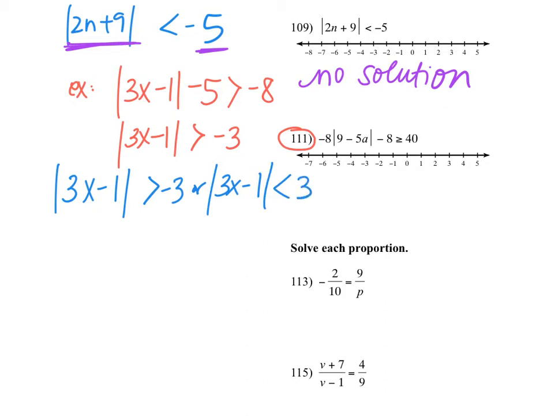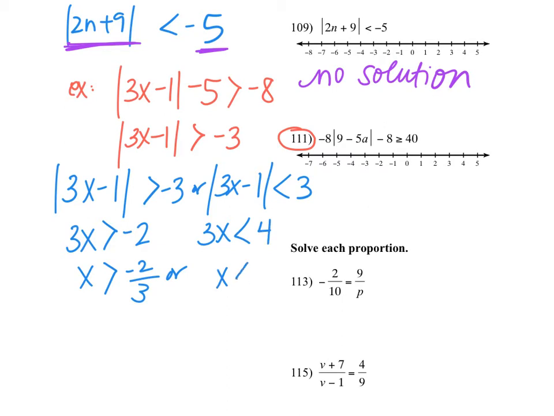So 3x - 1 is greater than -3, or 3x - 1 is less than positive 3. So in this case, I'm going to add. So 3x is greater than -2, so x is greater than -2/3. Or 3x is less than 4, so x is less than 4/3. In which case, the absolute value would just not be able to be negative.